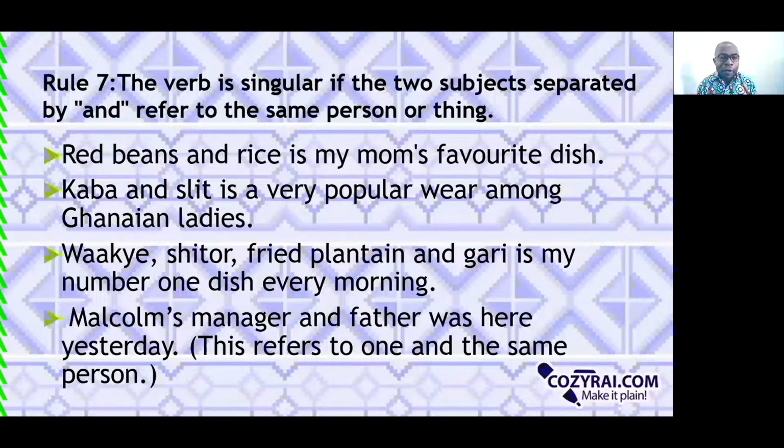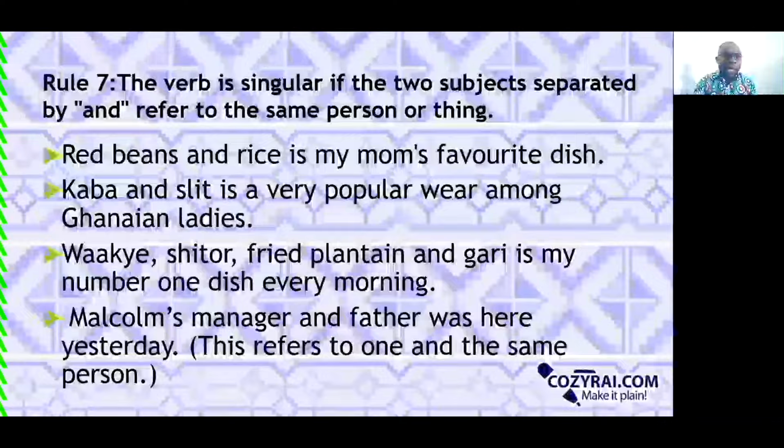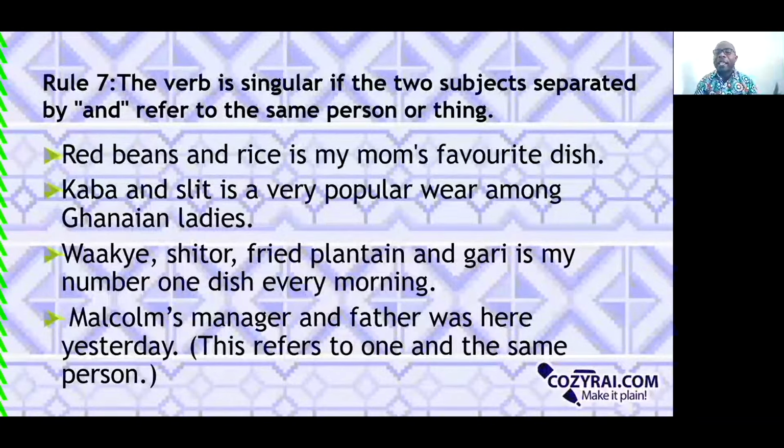So if two subjects are joined by and and they refer to the same thing or the same person, the verb is singular. Unlike the previous rule that if you join them typically, the verb is plural. So we'll move on to rule number 8.